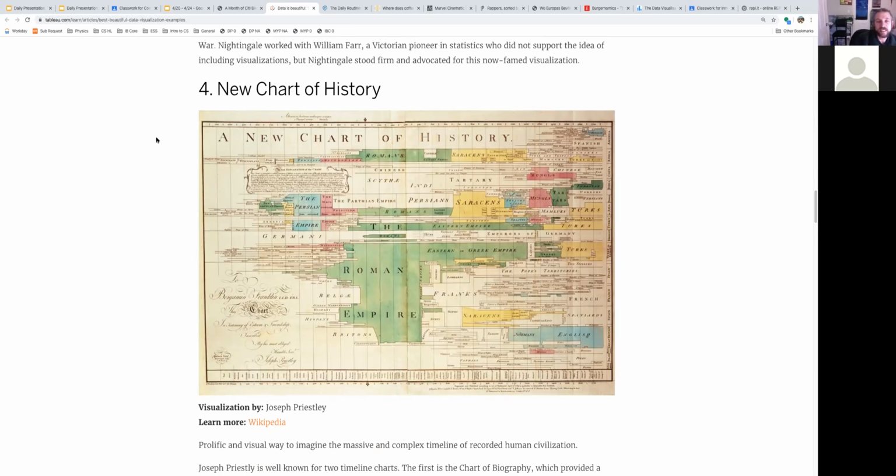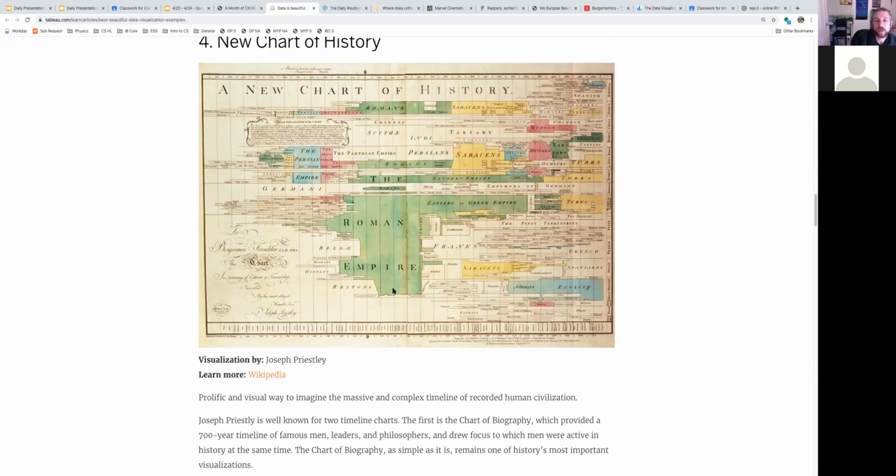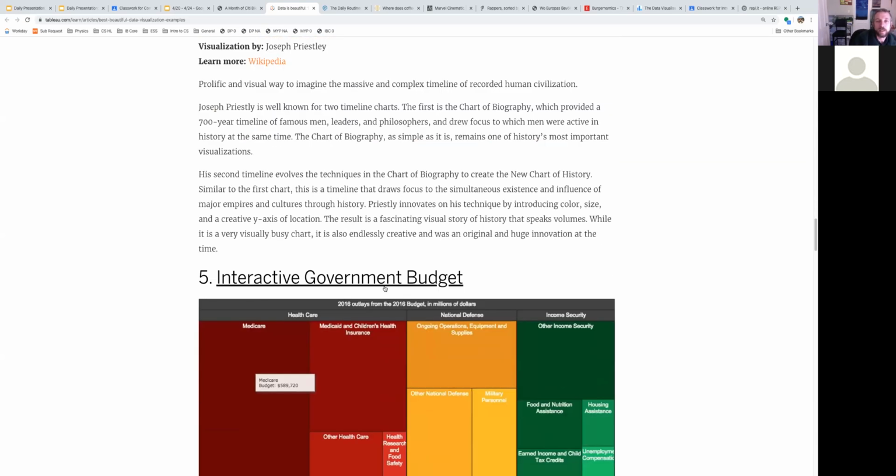I don't even want to get into this one. It looks as complicated as it is. Again, if you're a history buff, there is some really cool information in here just about how the Roman Empire rose and fell, and how the Roman Empire gave rise to a lot of the countries that we are now familiar with, like France, like Spain, like Turkey, like Iran, Uzbekistan, Germany. So pretty cool from a historical perspective.